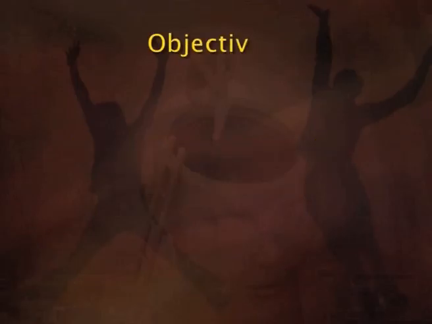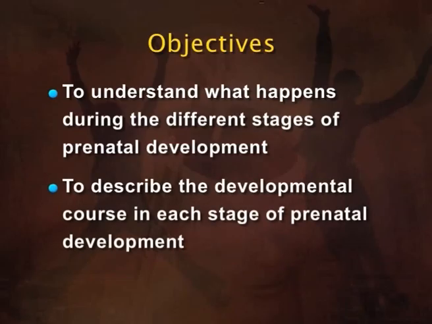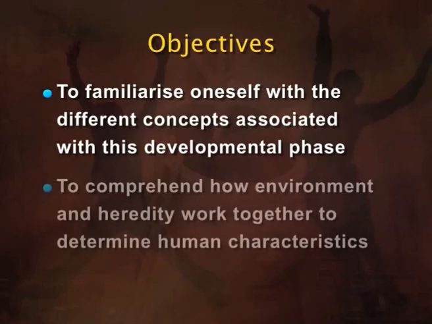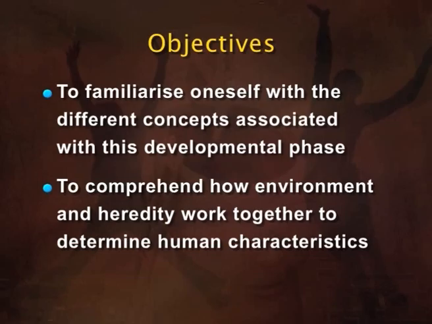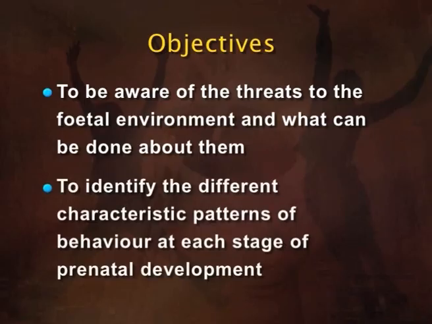The objectives of this lesson are to understand what happens during the different stages of prenatal development, to describe the developmental course in each stage of prenatal development, to familiarize oneself with the different concepts associated with this developmental phase, to comprehend how environment and heredity work together to determine human characteristics, to be aware of the threats to the fetal environment and what can be done about them, to identify the different characteristic patterns of behavior at each stage of prenatal development.